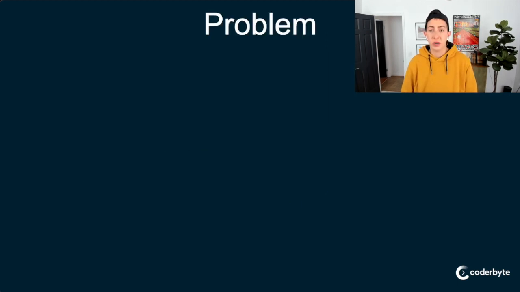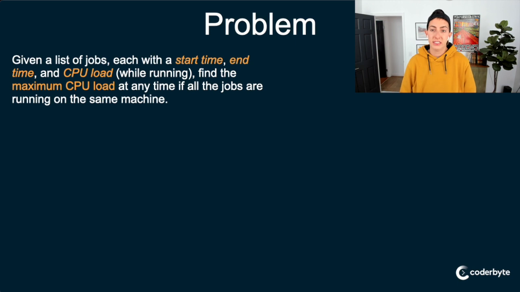So what's this week's problem? Given a list of jobs, each with a start time, end time, and CPU load while running, find the maximum CPU load at any time if all the jobs are running on the same machine.